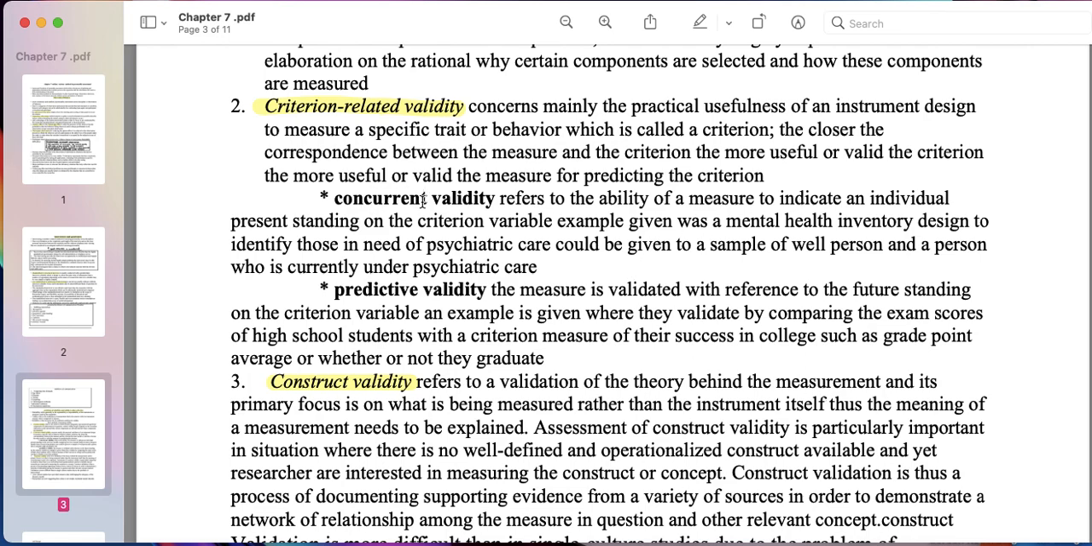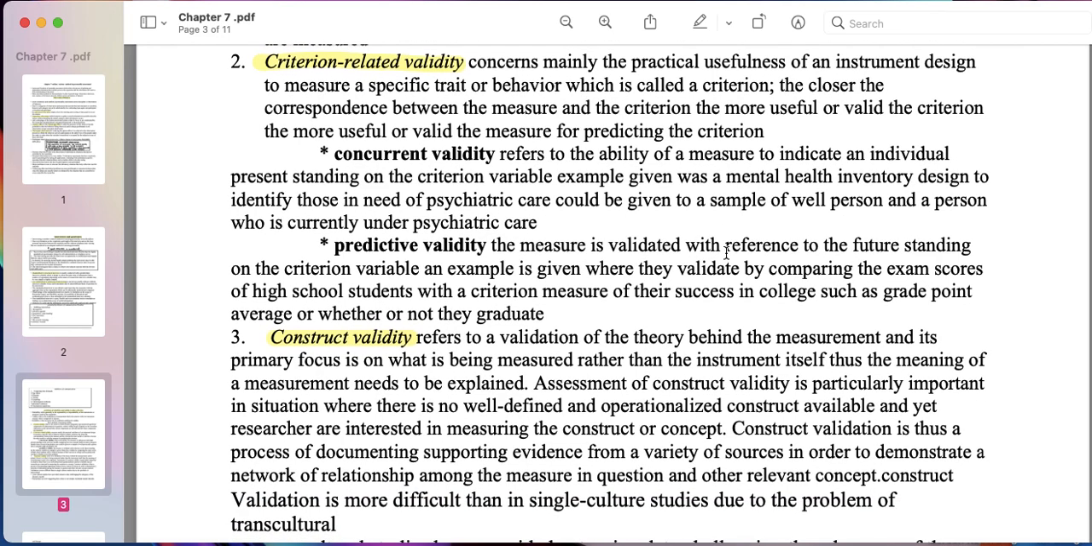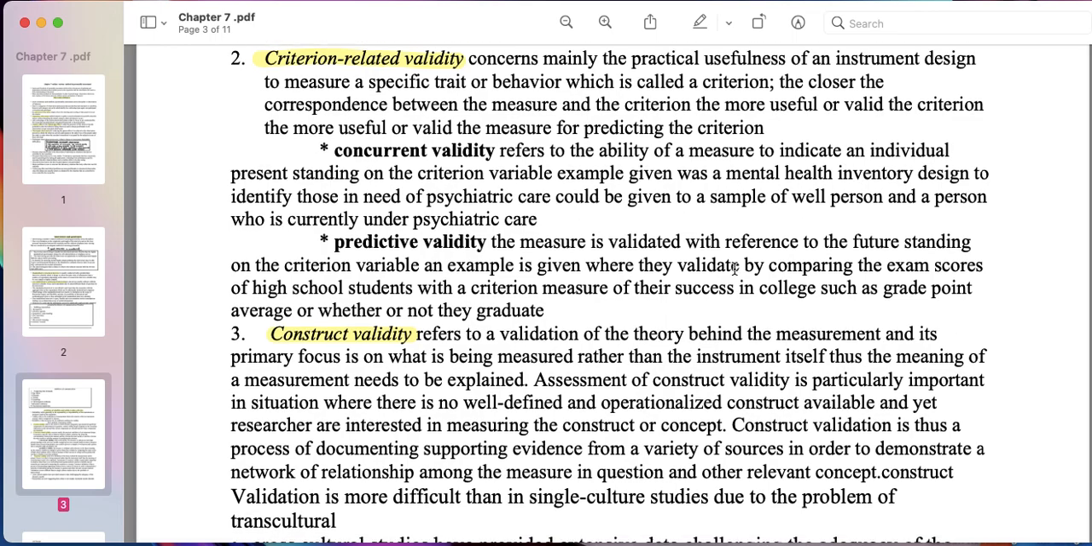The first one is concurrent validity, which refers to the ability of a measure to indicate an individual's present standing on the criterion variable. An example was given in the book about a mental health inventory designed to identify those in need of psychiatric care, given to a sample of well people and a sample of people in care, and then comparing the person who is well with the person who needs mental care.